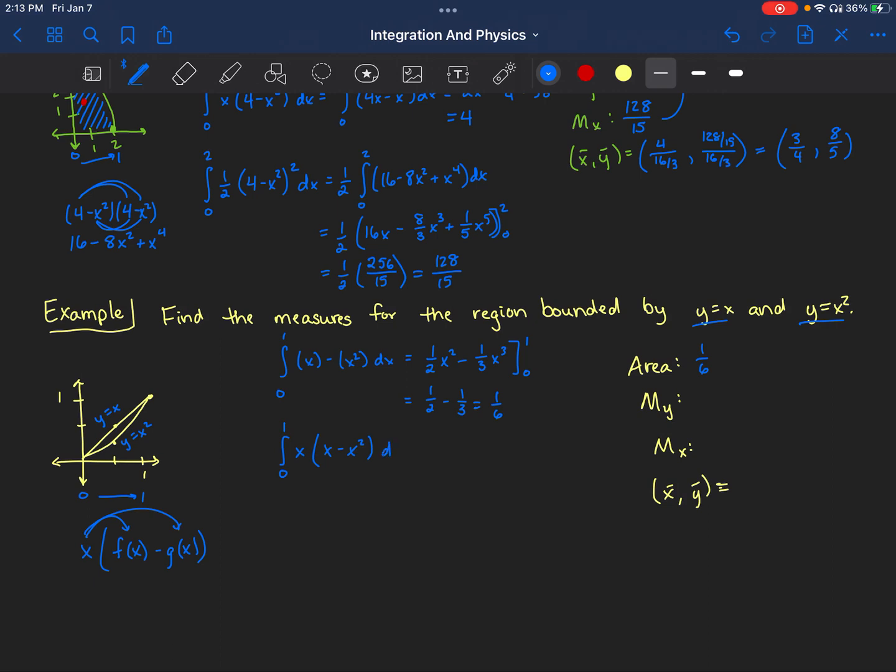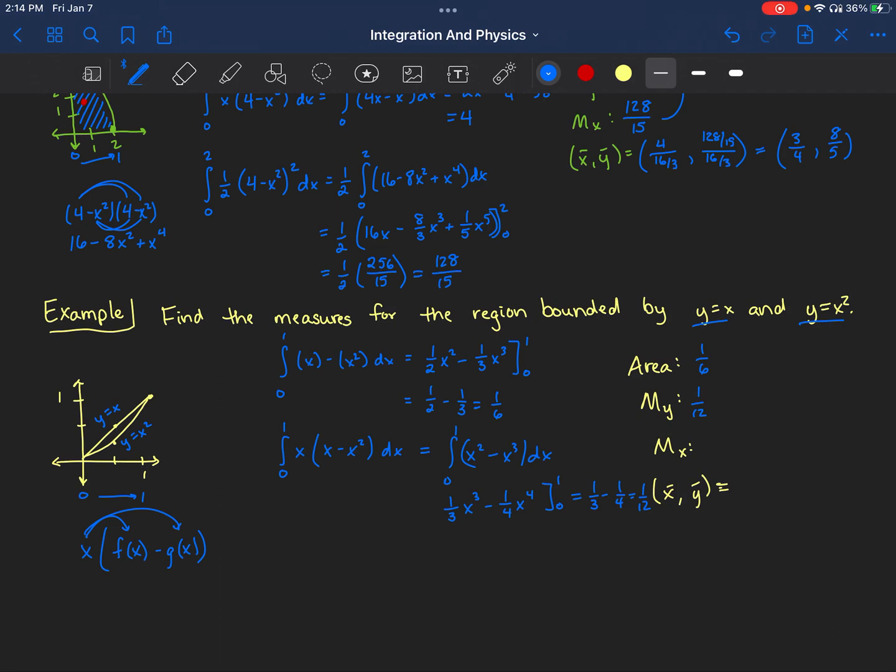So let's see. When I do this, I'm going to end up distributing, like I said, and that's going to be x times x, which is x squared minus x cubed. When I integrate this, the x squared is going to turn into 1/3 x cubed, and that x cubed is going to turn into 1/4 x to the 4th, and we are evaluating from 0 to 1. If I plug in 1, it's just going to be 1/3 minus 1/4, which I want to say is 1/12, but let me just double check just to be sure. Yeah, I got 1/12. So 1/6 divided by 1/12. So we're kind of moving along nicely there.